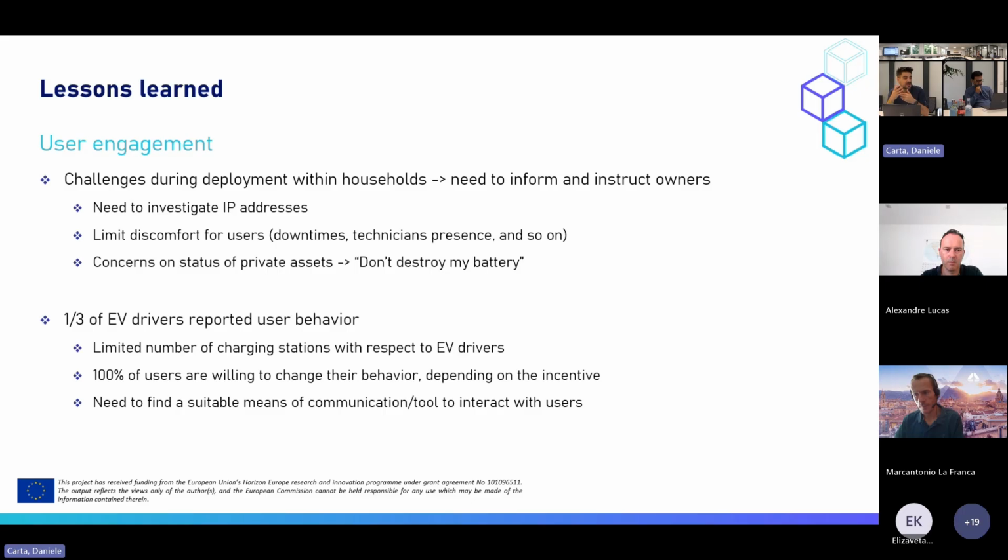This was very interesting when it comes to the demonstration phase, because originally there were more charging stations than EV drivers willing to participate in the demonstration. But then, thanks again to the communication and the sharing of information that the partners had with the EV drivers in the context of the pilot site, even more users were willing to take a role in the demonstration phase.